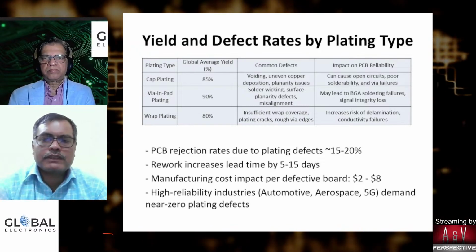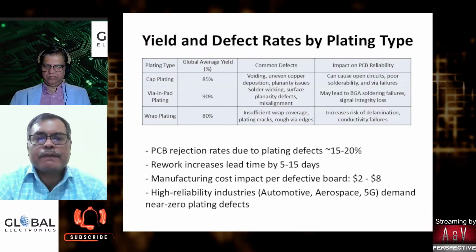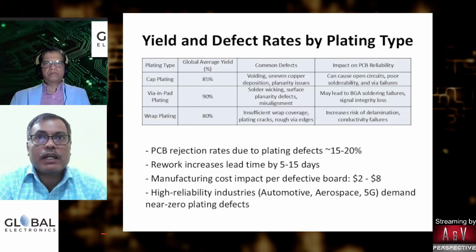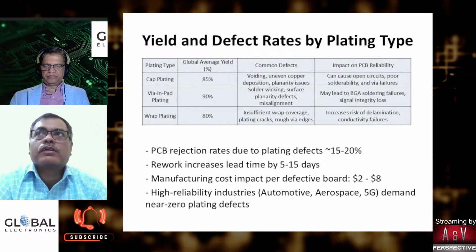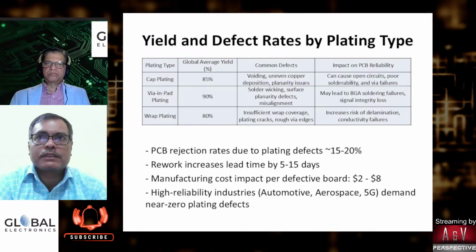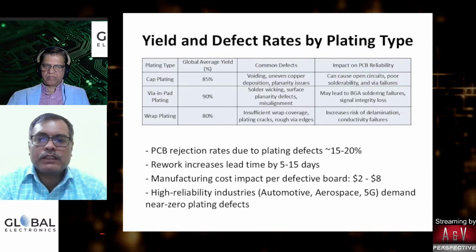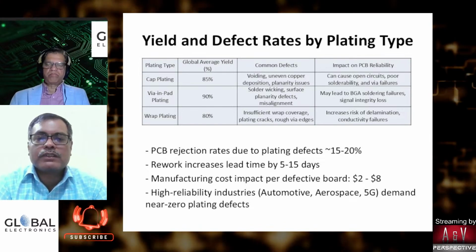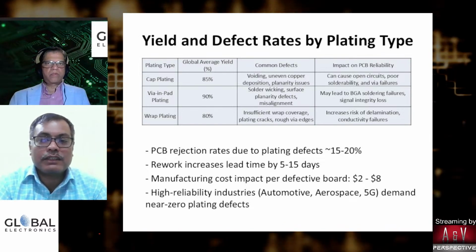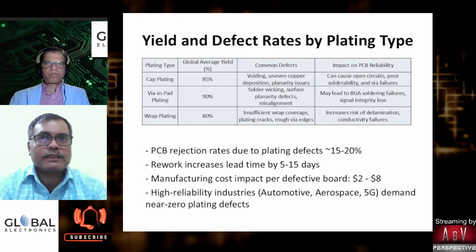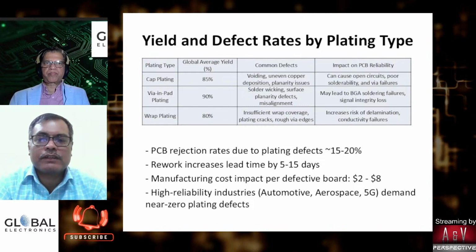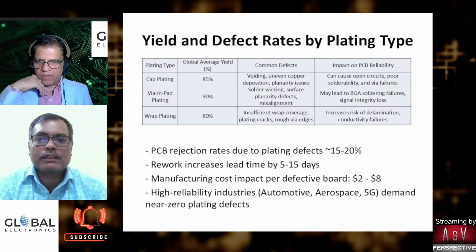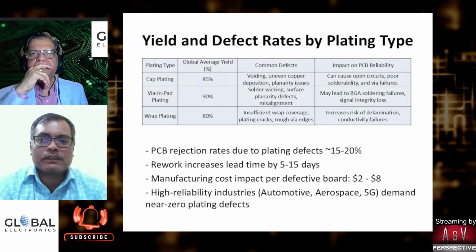What happens with these defects, based on our experience: PCB rejection rates due to plating defects are around 15 to 20%. We have around five PCB manufacturers, and this data is taken from them. Usually they face problems, whatever the type of PCB, at 15 to 20%. Again, this rework increases the lead time by 5 to 15 days. This is the average delay. Somehow they will fulfill the requirement, but again there is a delay. This delay is a concern.